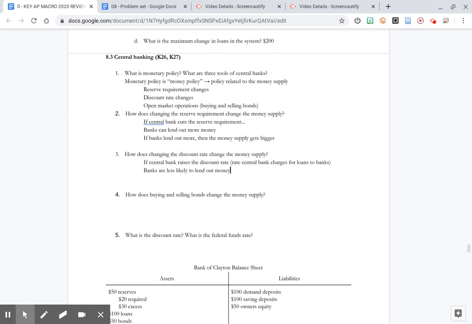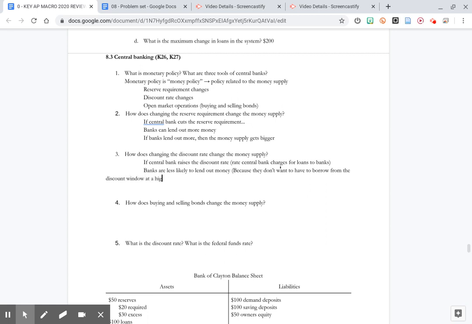Now, if the central bank makes the discount rate really, really high, it makes it very expensive for banks to borrow from it in an emergency. And so banks are less likely to lend out money because they don't want to have to borrow from the discount window at a high rate. So that's the explanation for why that is true. And if that happens, then money supply is smaller.